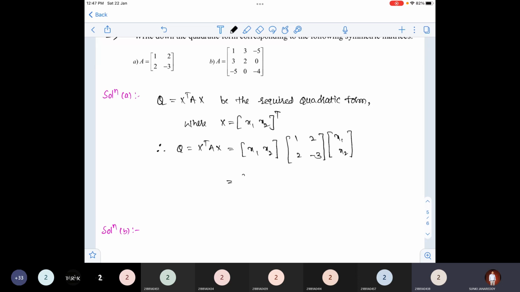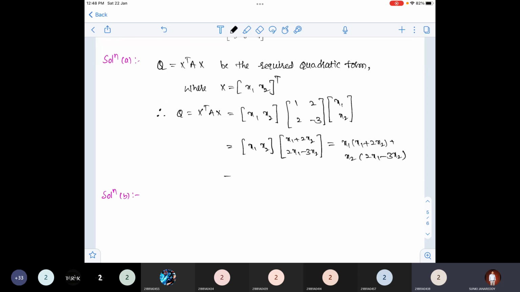That one is equal to, first multiply the last two matrices. What can we get? Here x1 plus 2x2, next 2x1 minus 3x2. Very good. Now multiply these two matrices, row and column. Then what can we get here? x1 into x1 plus 2x2, plus x2 into 2x1 minus 3x2, right?